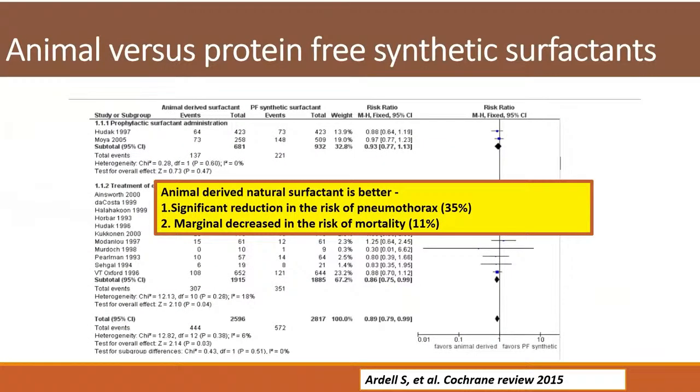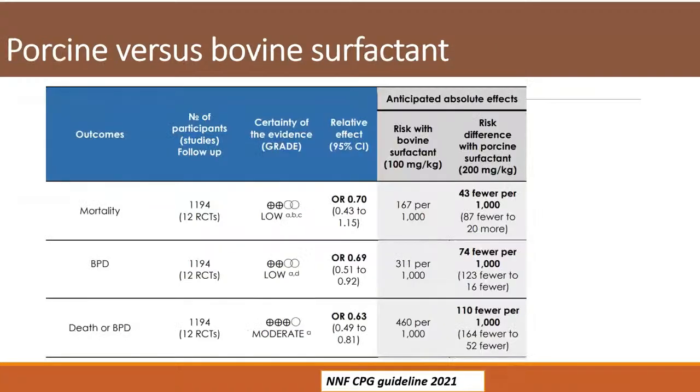So now, which is better among the animal-derived natural surfactants versus the protein-free synthetic surfactants? Without doubt, the earlier Cochrane review published in 2015, which looked at a meta-analysis of RCTs comparing the two, found that animal-derived natural surfactants are definitely better, as evidenced by a significant reduction in the risk of pneumothorax and a marginal decrease in the risk of mortality.